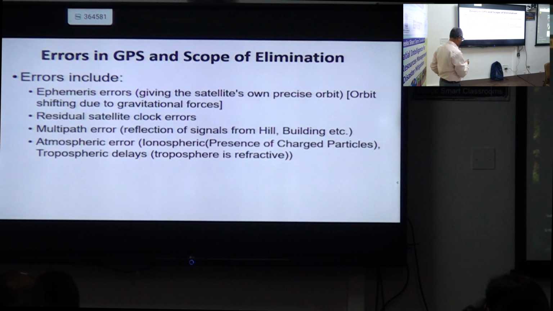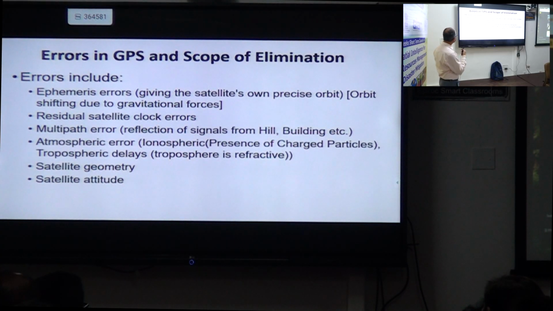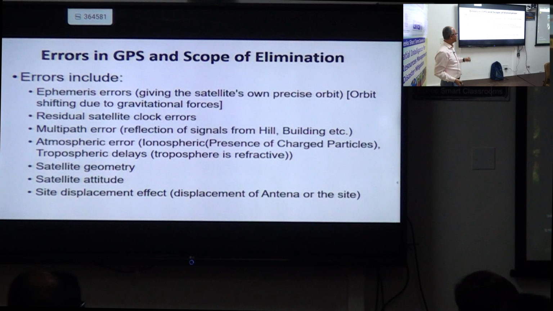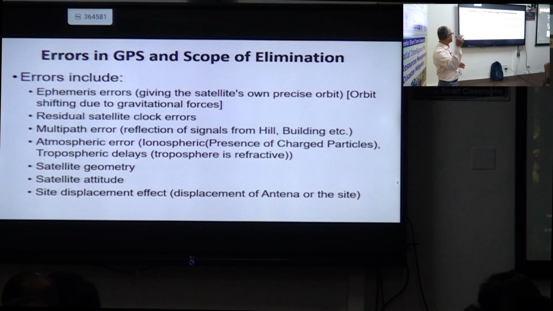That's where we can get some error into this. Satellite geometry, as I told you at the very beginning, if it is very narrow, then there can be error, but if it is very wide, we can have a better situation. Even satellite altitude can be slightly changing, so there can be some error because of that. And site displacement effect: you are installing your base station somewhere, but there can be some displacement of the receiver, or there can be settlement in the site.